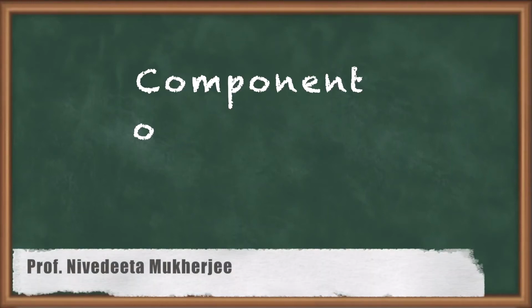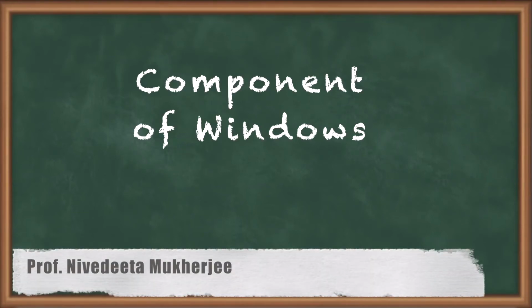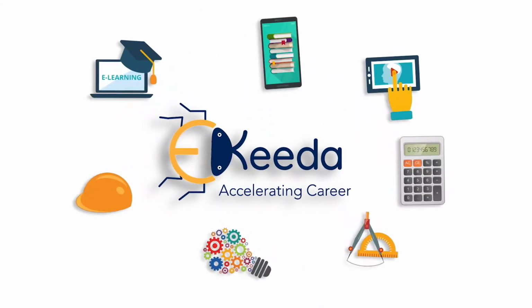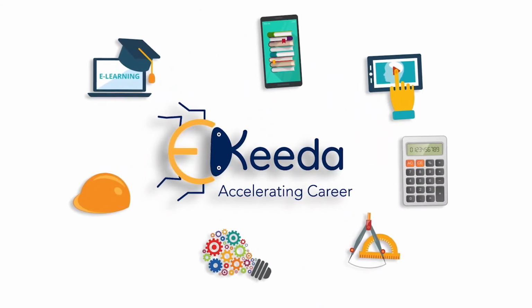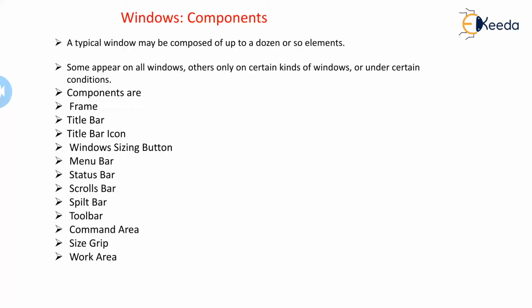Hello friends, so let us talk about Windows components. Components are things that appear on all Windows, or others that only appear on certain kinds of Windows or under certain conditions.